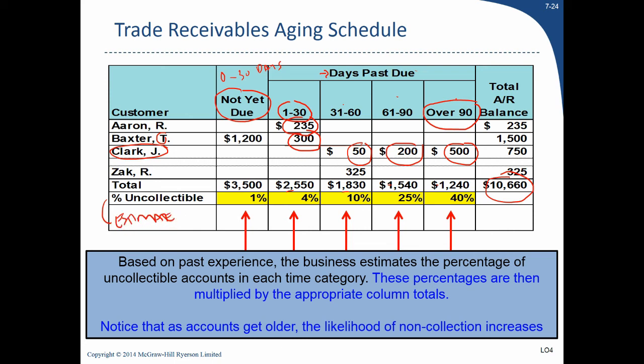We have to look at our historical records and make a judgment call about what is the likelihood that we will never collect some of these balances. And we know from past experience that if a customer hasn't paid us for over 90 days, there's a 40% chance we'll never collect it. If a customer is 61 to 90 days overdue, there's a 25% chance we won't collect it. And then 10% and 4% and 1%.